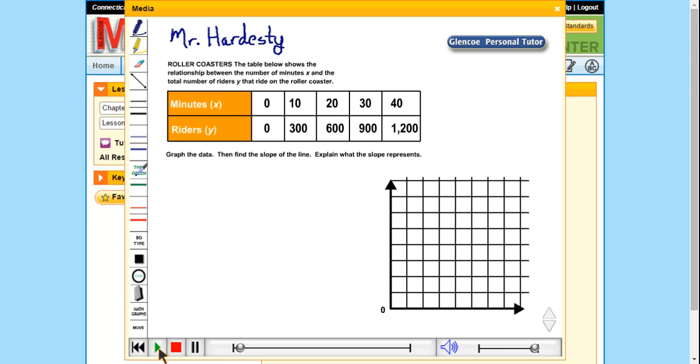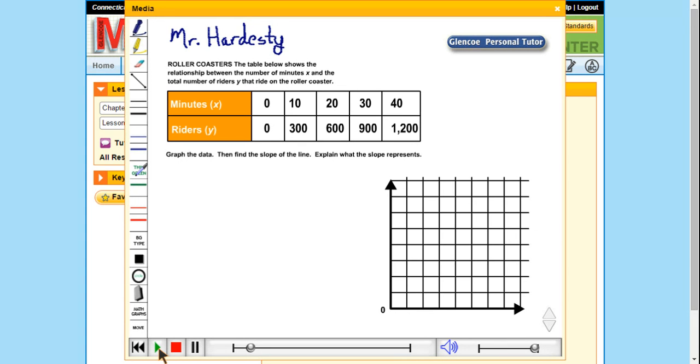Roller coasters. The table below shows the relationship between the number of minutes x and the total number of riders y that ride on the roller coaster. Graph the data, then find the slope of the line. Explain what the slope represents.